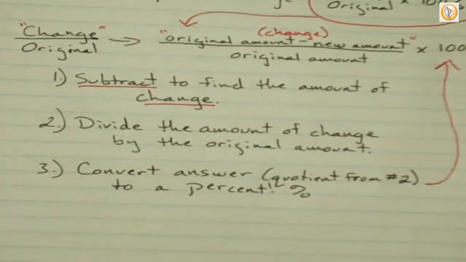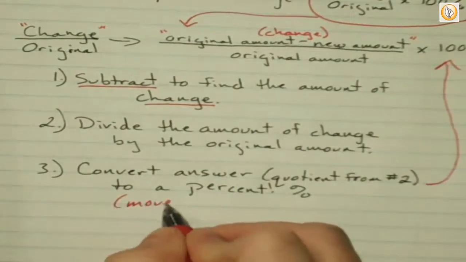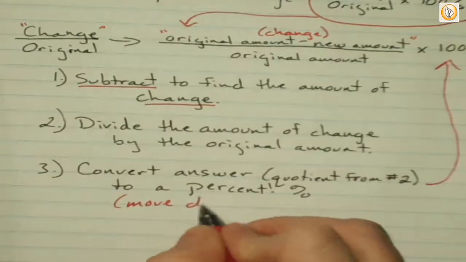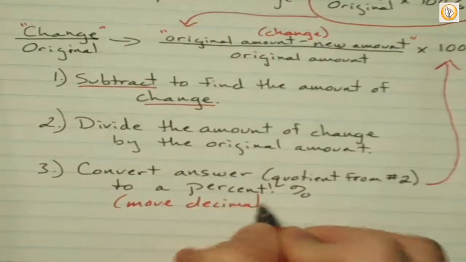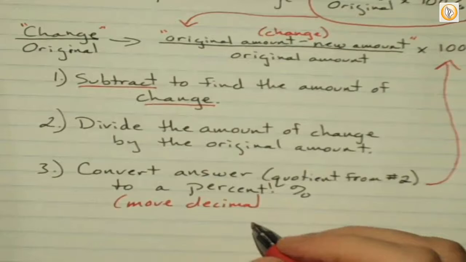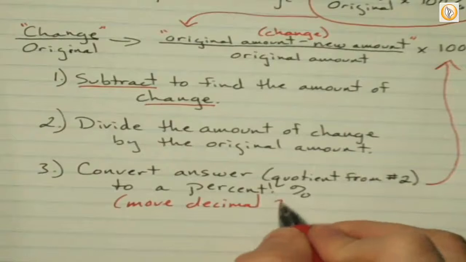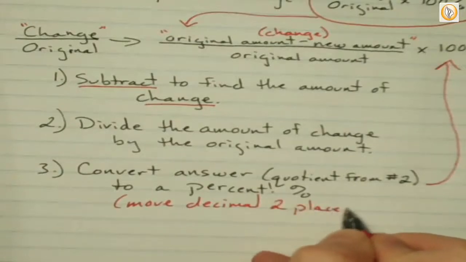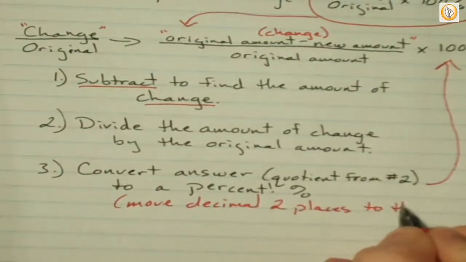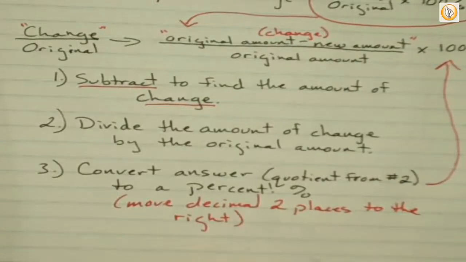You know how to change a number to a percent, right? You move the decimal how many places? Hello? How do you convert a number to a percent? Kelly? Move the decimal 2 times to the right. 2 places to the right. Very good.